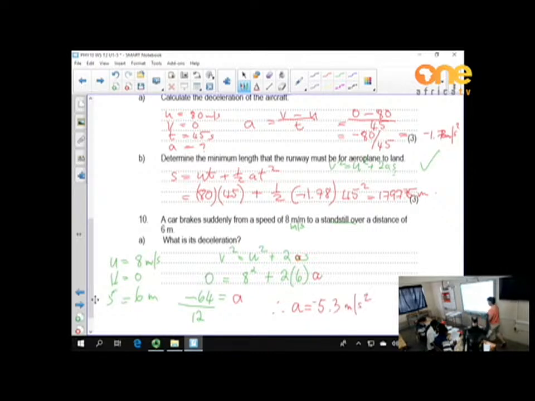Why? It's deceleration, eh? Yeah, it's fine. You can, but 5.3 is also fine. It's not an issue.